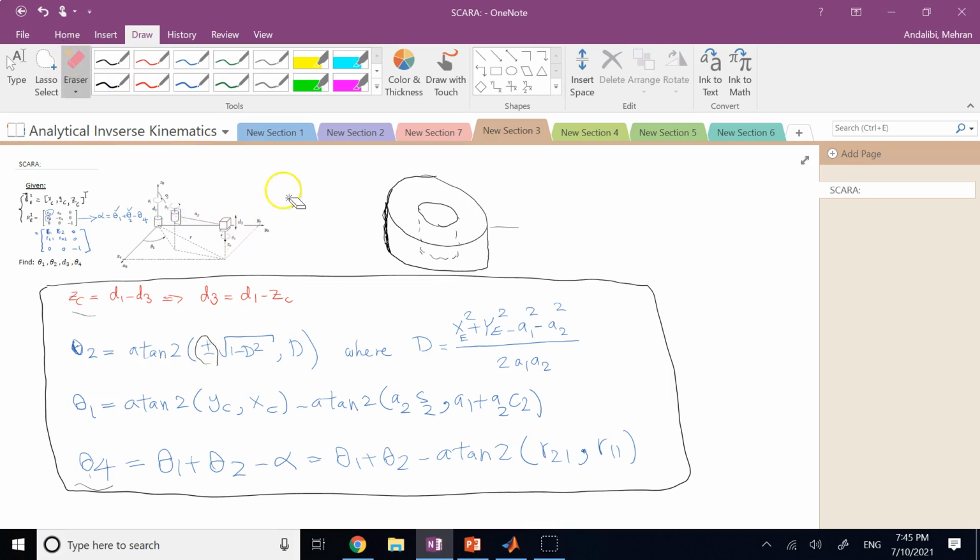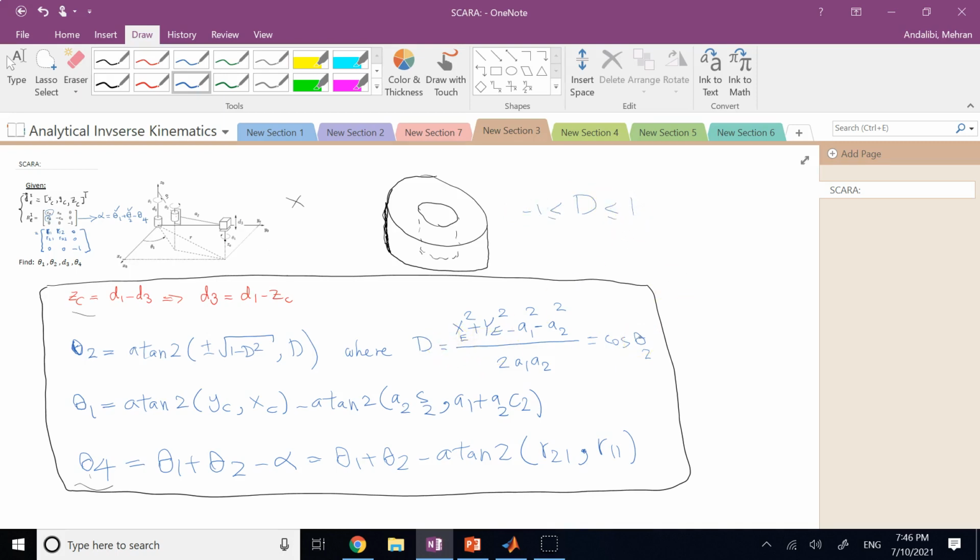And I showed you that the radius of the big circle is A1 plus A2. The radius of the small circle is A1 minus A2, assuming that A1 is bigger than A2. Remember, I told you about that. Now, you can also show it here through this D. If you remember, this D was cosine of theta 2. And cosine of any angle is always between what? -1 and 1.